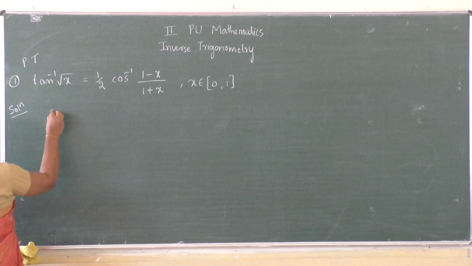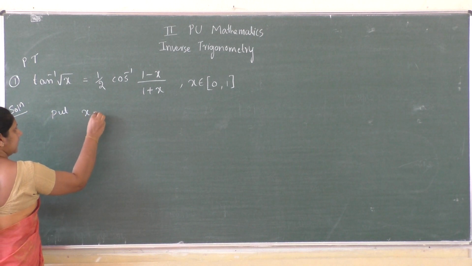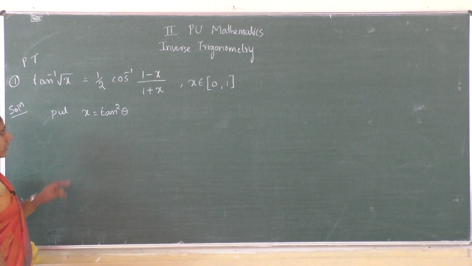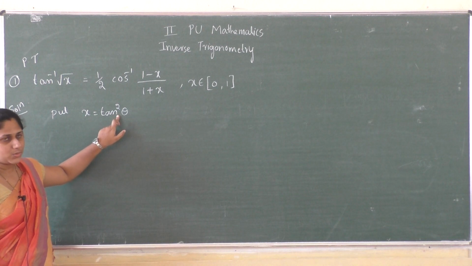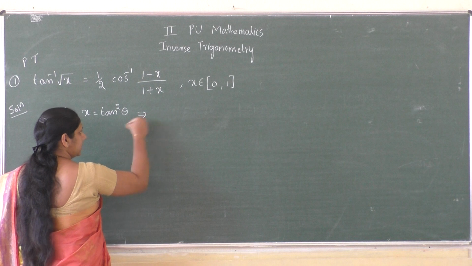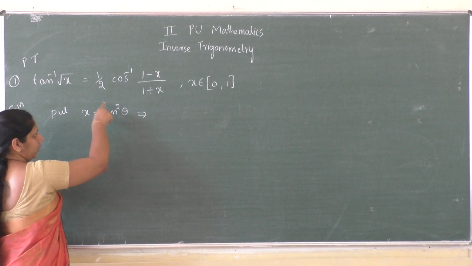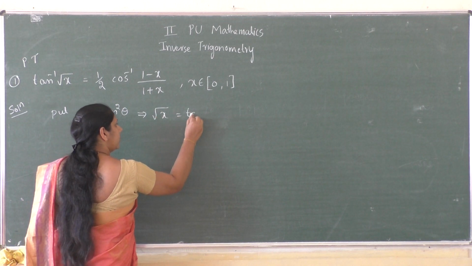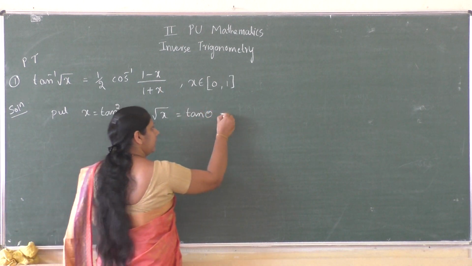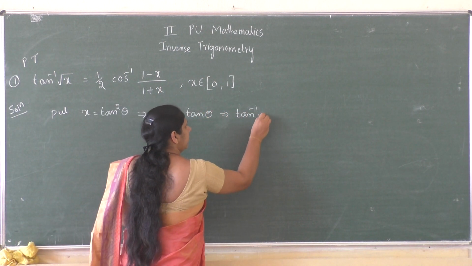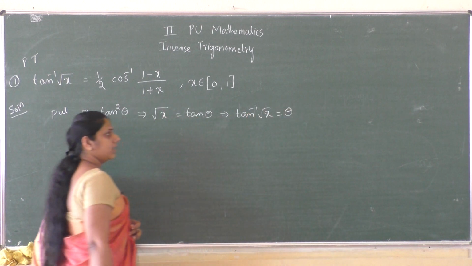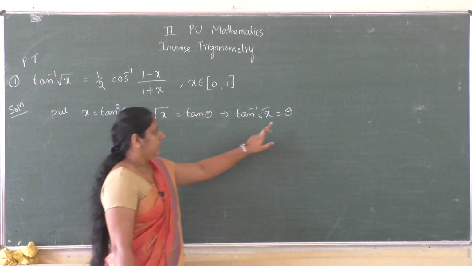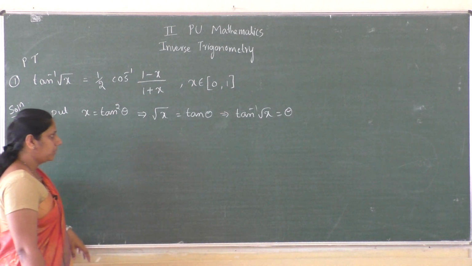Let us put x equal to tan square theta. That implies, what is tan theta? If I take x equal to tan square theta, then tan theta will be root x, right? So root x will be equal to tan theta, or tan inverse root x will be equal to theta. So if I take x equal to tan square theta, then theta will be tan inverse of root x.